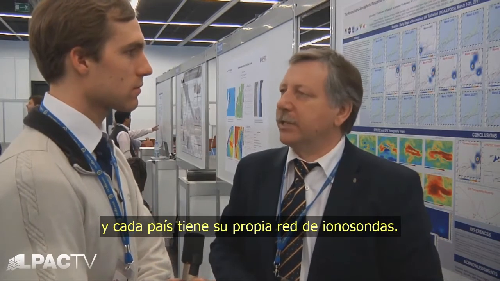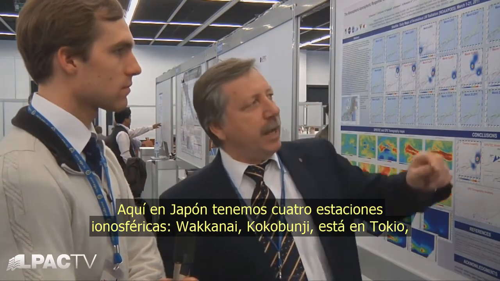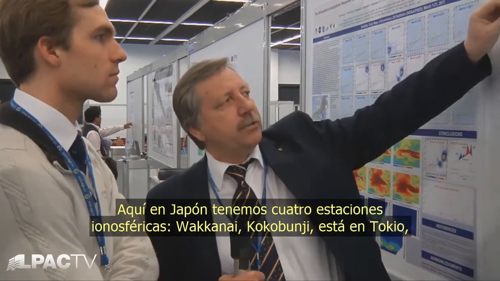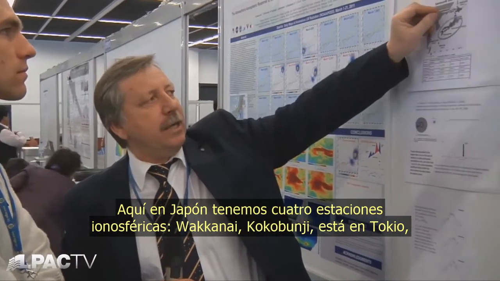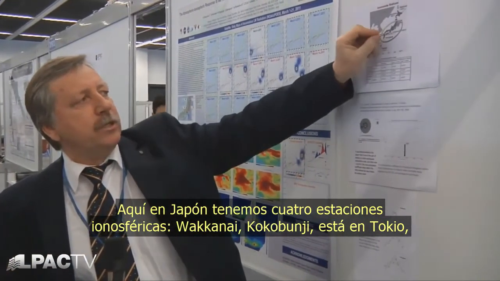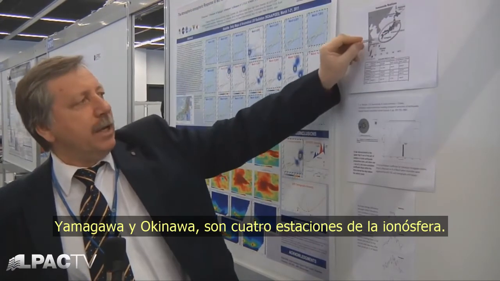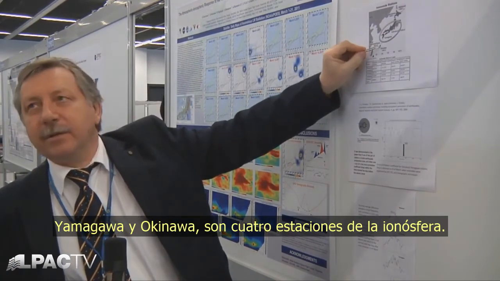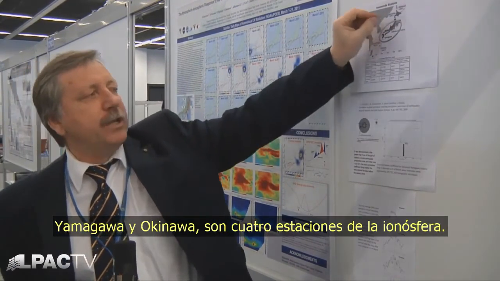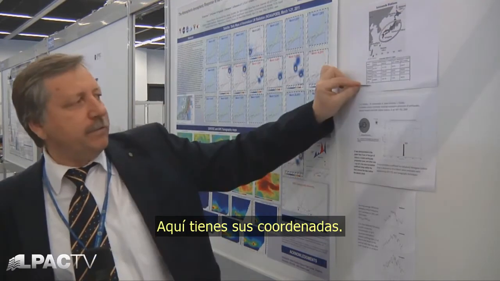effects. And every country has its own network of ionozones. Here in Japan, we have 4 ionospheric stations: Wakkanai, Kokubunji, which is Tokyo, Yamagawa, and Okinawa. These 4 ionospheric stations. Here you have their coordinates.